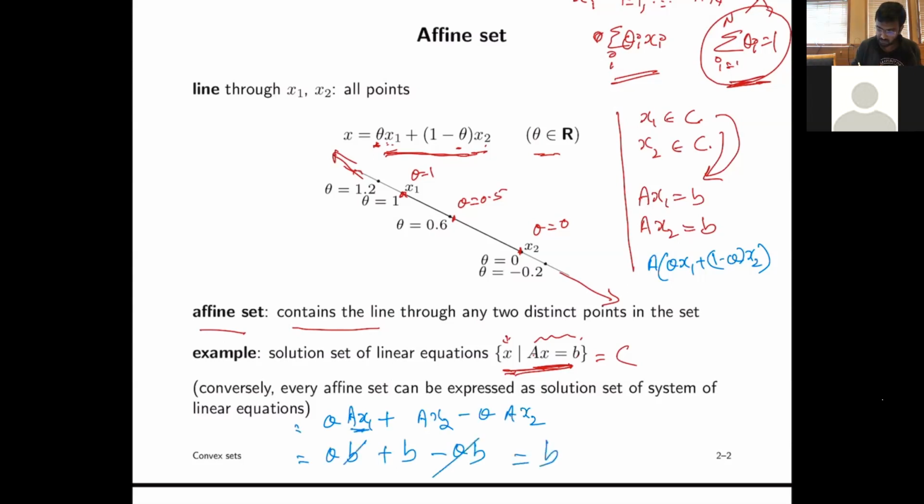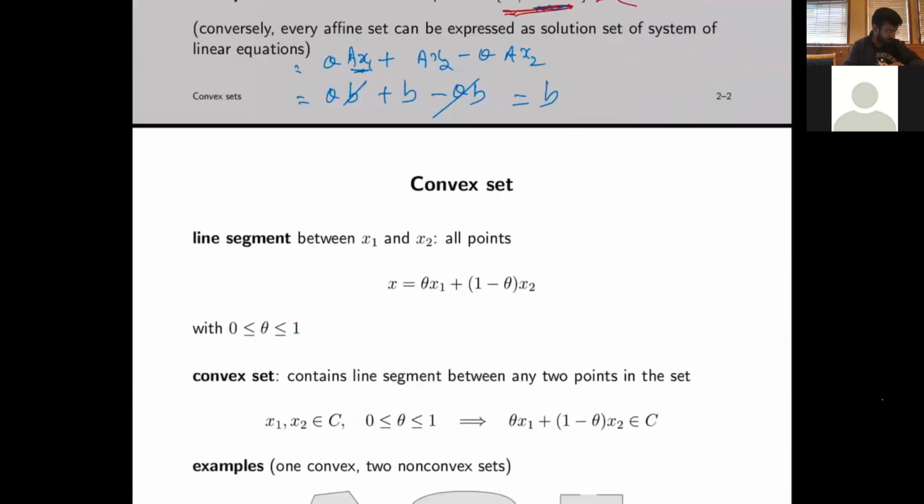That means if X1 and X2 belong to C through this equation, then the line passing through them is also part of the set. That means the solution set of this linear equation is an affine set. So this is how you prove it. You are given a set, whether it is convex or affine. We will see what a convex set is, but it is a particular kind of set. Then we will pick any two elements and apply the rules here, checking whether the third point is a part of the set. Now we'll move to the next topic, convex set.